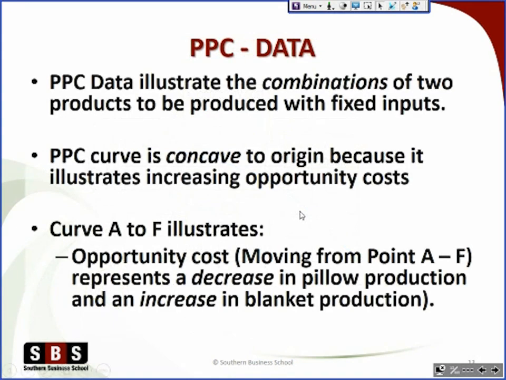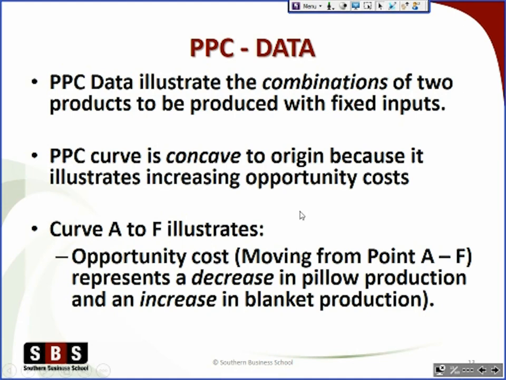I'm just going to go to the next slide. There you'll see what I've said before. The PPC data illustrates the combinations of 2 products. So if you're asked what the attributes or the characteristics of a PPC curve are, this is what you have to put down. It's combinations between 2 products. It's concave, that shape I showed you. There could be a question asking you, what does the PPC curve illustrate? Now, this is what it illustrates.